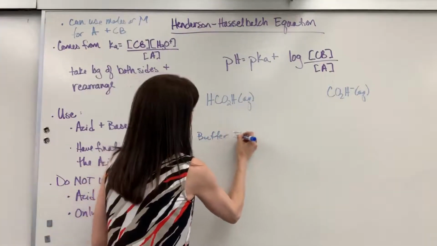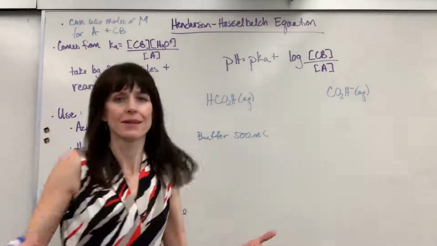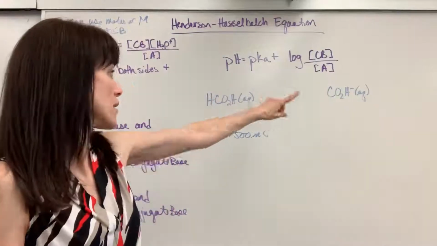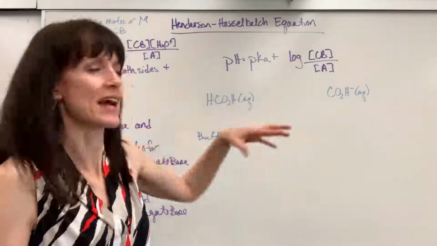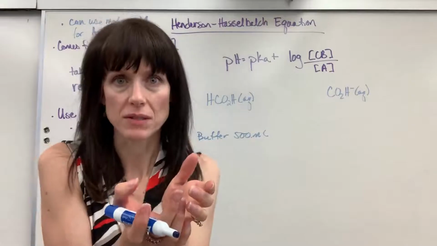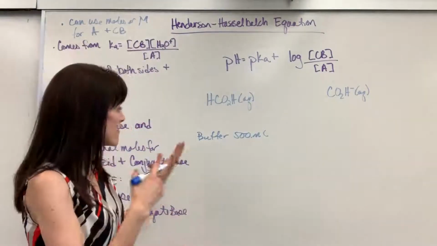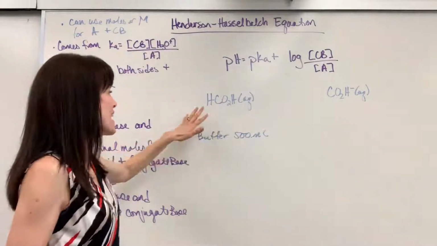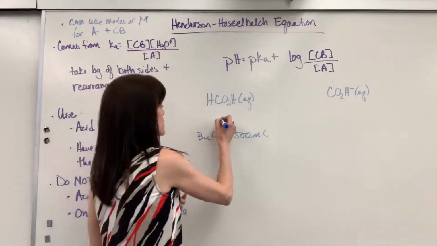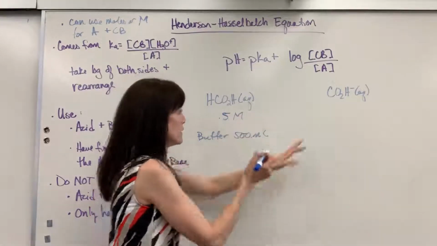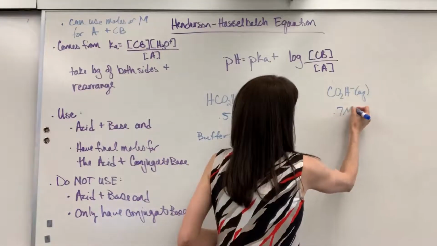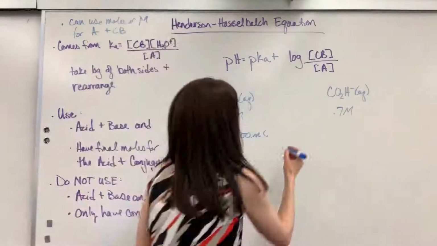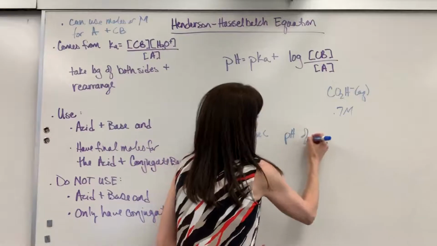And I'm going to say that we have 500 mils. Remember, that's not going to make a difference because both the acid and conjugate base, formate and formic acid, are in the same 500 mils. They have the same volume. Let's say I have a 500 mil buffer of this formic acid and the formate ion. And let's say that this molarity is 0.5 molar and this molarity is 0.7 molar. And I want to know, well, what's the pH of this buffer?